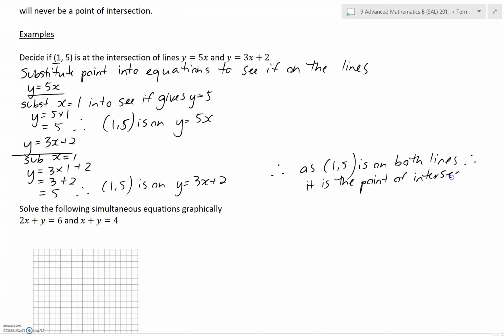It can only be the point of intersection if it's on both lines. A linear equation, unless it's the same line, will not intersect at more than one point. So if it makes both lines true, it must be the point of intersection.